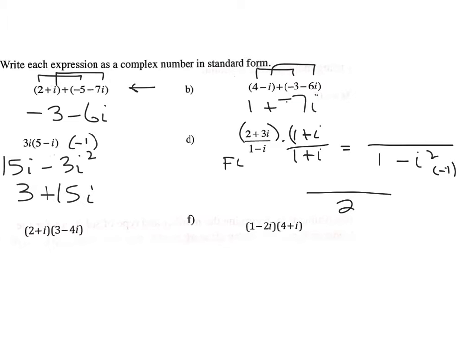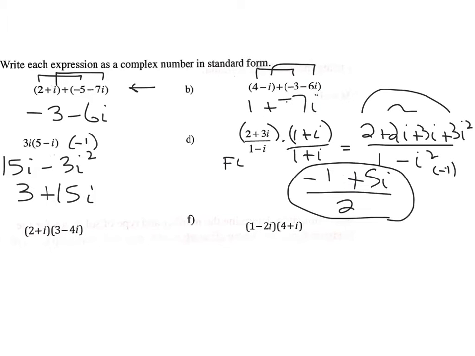In my numerator, you have to do FOIL, so do first, outer, inner, and last, which is 3i squared. Now again, first thing I see is I got a 2i and a 3i. That's 5i. And I got this 3i squared. i squared is negative 1, which makes that 3 become negative 3. So I have a 2 minus 3, which is negative 1. And there's your final answer right there.